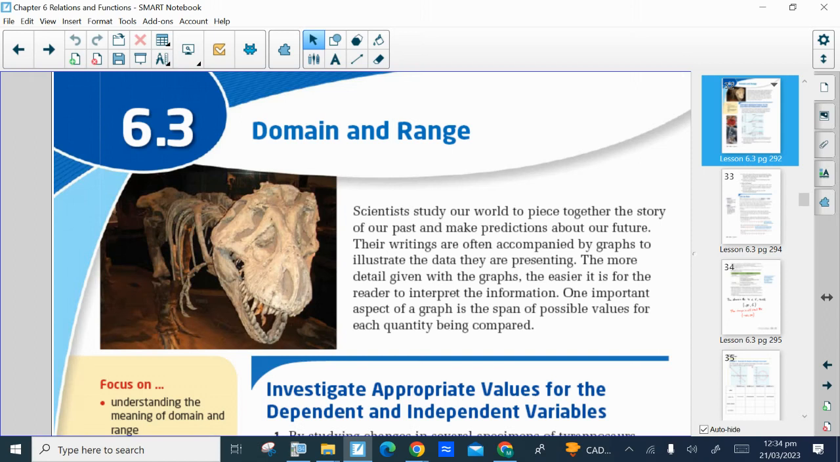So we're going to spend 3 classes on 6.3, learning about domain and range. On Friday, you guys are going to have a quiz on 6.1 to 6.3. So that'll be happening Friday.